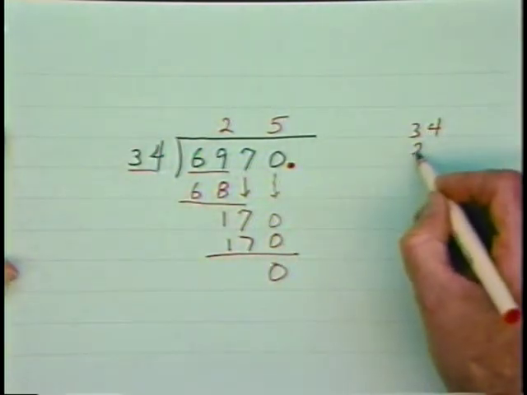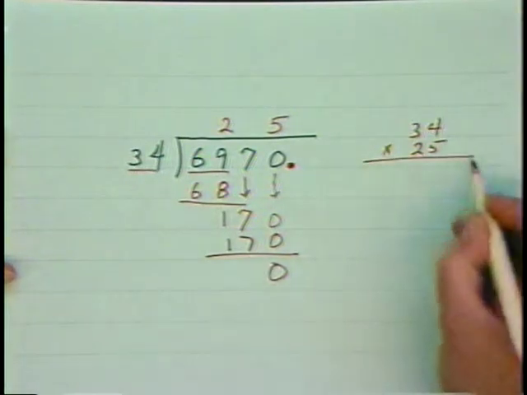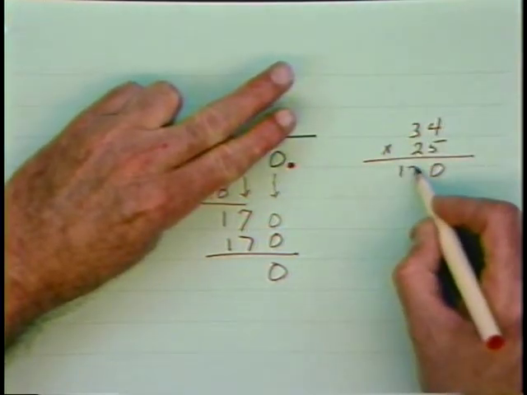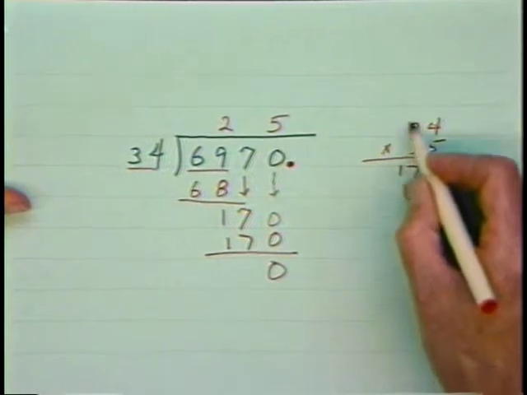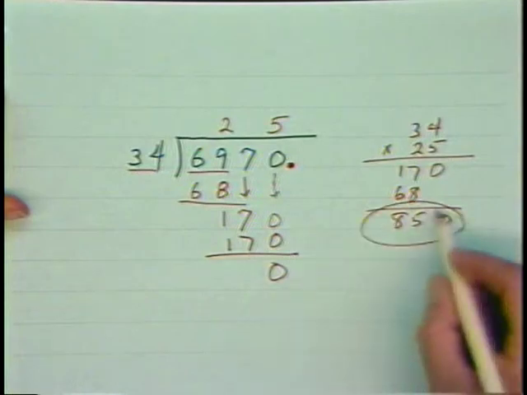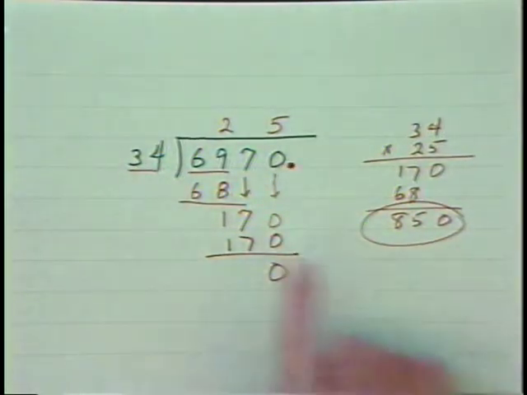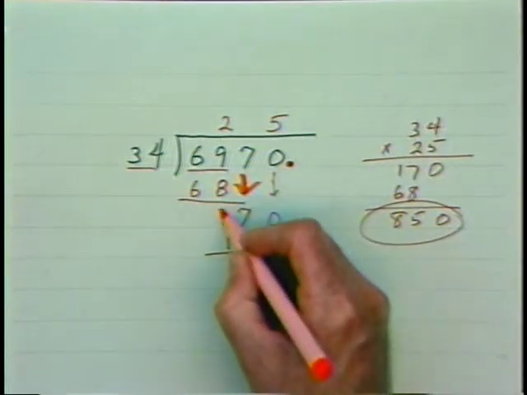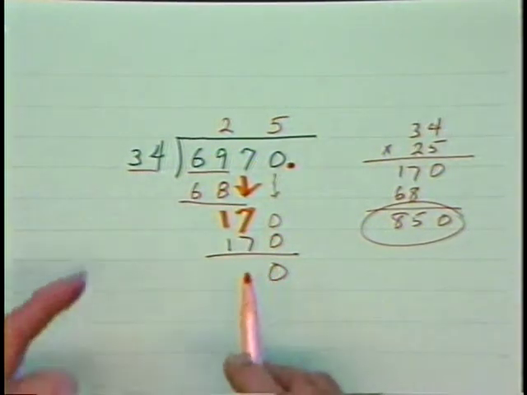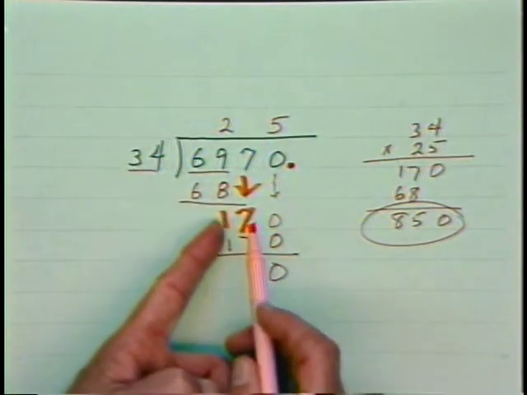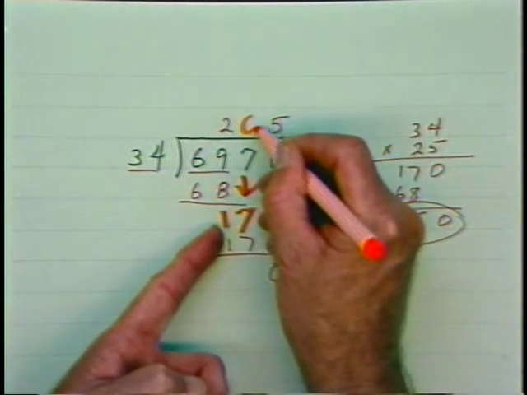times 25 to check it, and until you're very secure, you should always check it, watch what happens. 5 fours is 20, carry the 2, 15, 16, 17. 2 fours is 8, 2 threes is 6, 0, 5, 8, and this is anything but that number. So there must be something wrong with this. And what happened was when we brought down this 7, it was improper to say that 34 will not go into 17. 34 will go into 17 0 times.